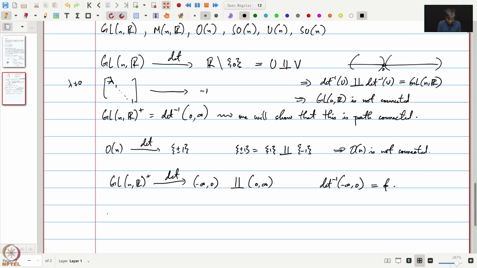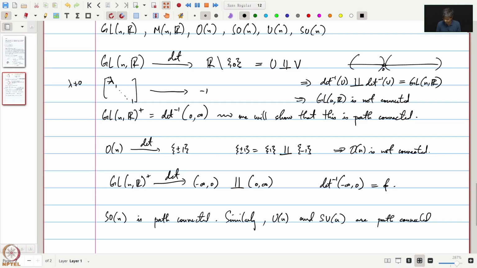Okay, so O_n is not path connected, is not connected, but SO_n is path connected. Similarly, U_n and SU_n are path connected. These three examples are very interesting, but they are also difficult to prove. To prove these, we need the notion of quotient topology, which we will introduce later on in this course. Towards the end of this course, we will prove that these three spaces are path connected.